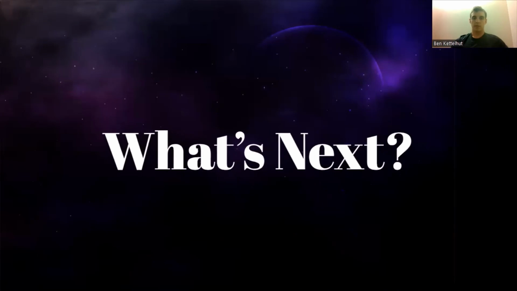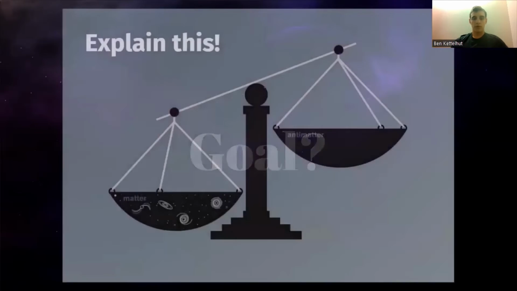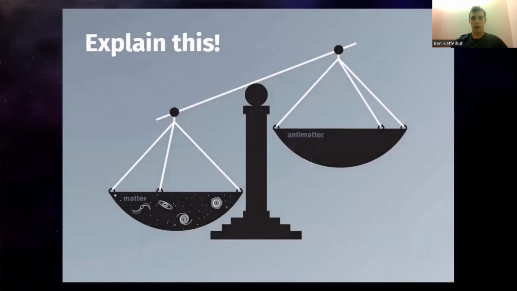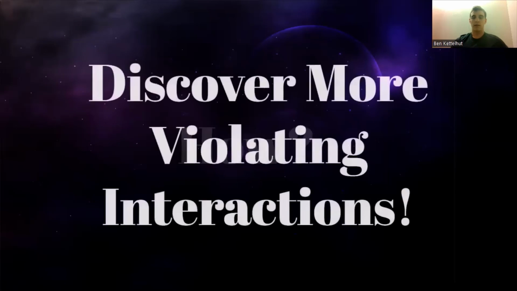So what are the next steps? Well, let's go back to the original goal of this whole thing. We want to be able to prove why there is more matter than antimatter in our universe. But how are we going to do this? In order to prove one of the current theories that we have spoken about regarding why there is so much more matter than antimatter in our universe, physicists will need to look for more violating interactions. This can either come in the form of CP violations or baryon number violating interactions.